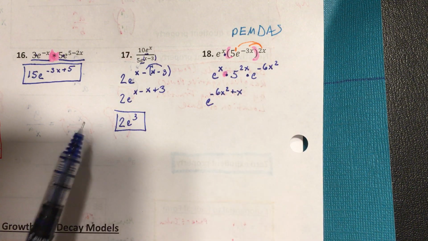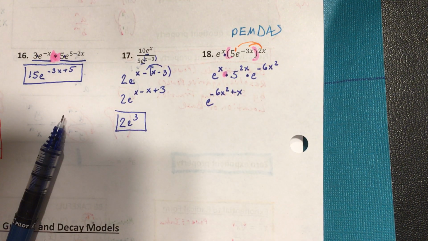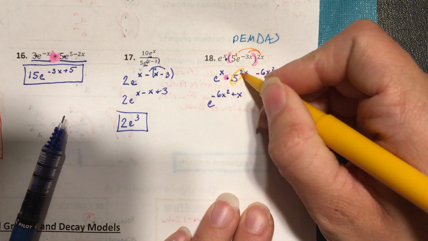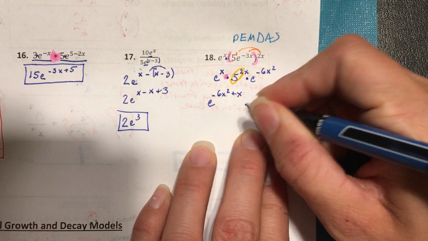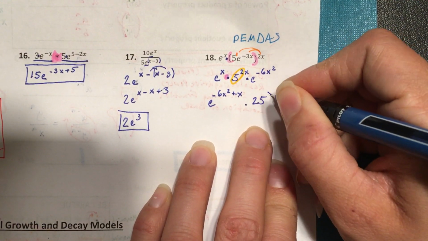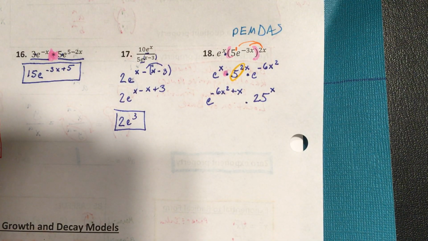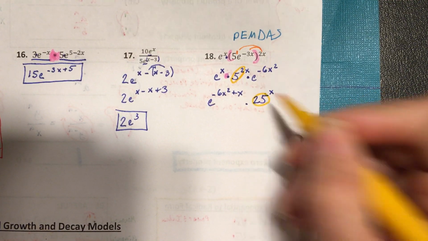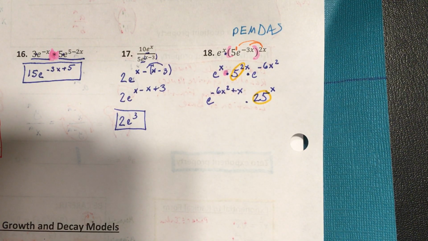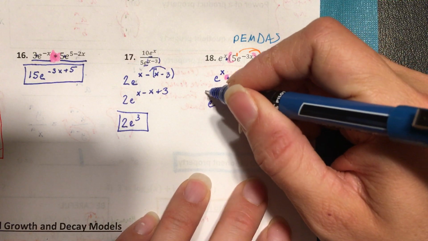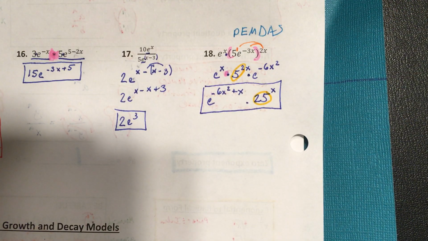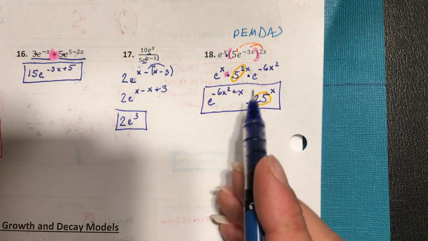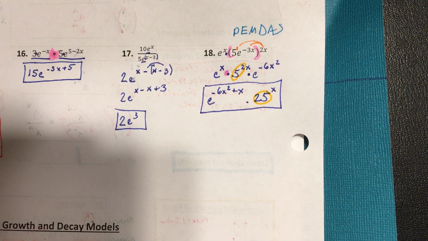Now, with the 5 to the 2x, we actually can simplify this by simplifying 5 to the second, which is 25, and then that is still raised to the x. And that is as simplified as this nasty expression will go. So that would be our final answer. The reason we can't do anything further with this one is because e and 25 are not like bases, so we can't do anything with the exponents.